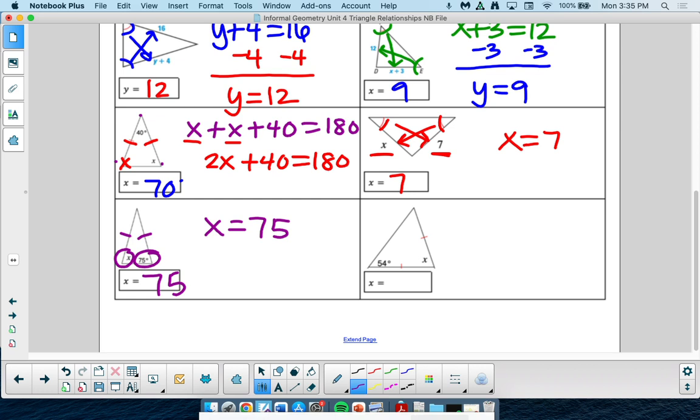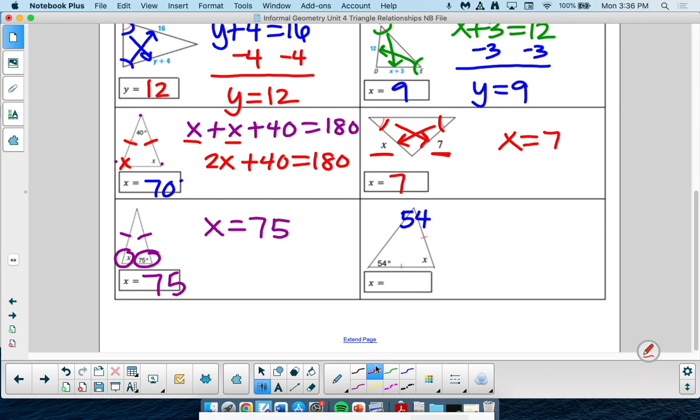And again, I must have been feeling mean when I made your note packets a while ago, because this is another curveball. Careful on this, right? Here's a leg, here's a leg. So this is a base angle, and this is a base angle. So I'm really looking for the vertex angle. So if this angle is 54, I know that angle has to be 54.